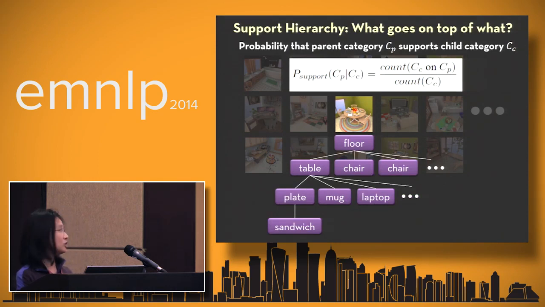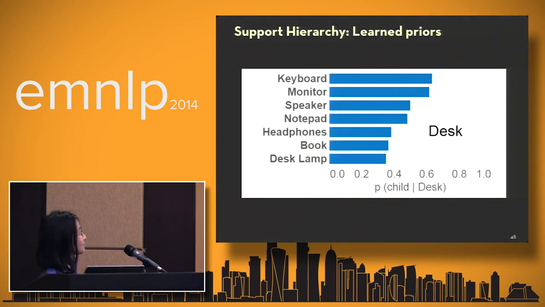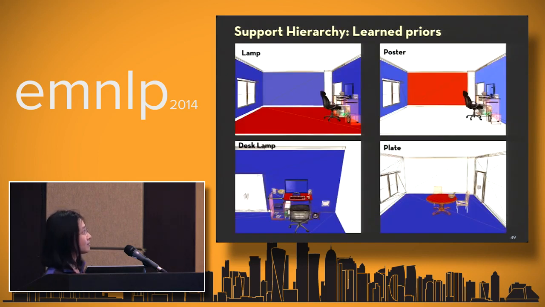And in addition, from looking at scenes, we can also get a support hierarchy, or a probability that, if I'm a table, what am I likely to be supported by? This is also done via simple counting, and we just basically observe. And using these things, this is an example of a learned prior, where we show that, for instance, for a desk, maybe you'll find a keyboard is on the desk 60% of the time.